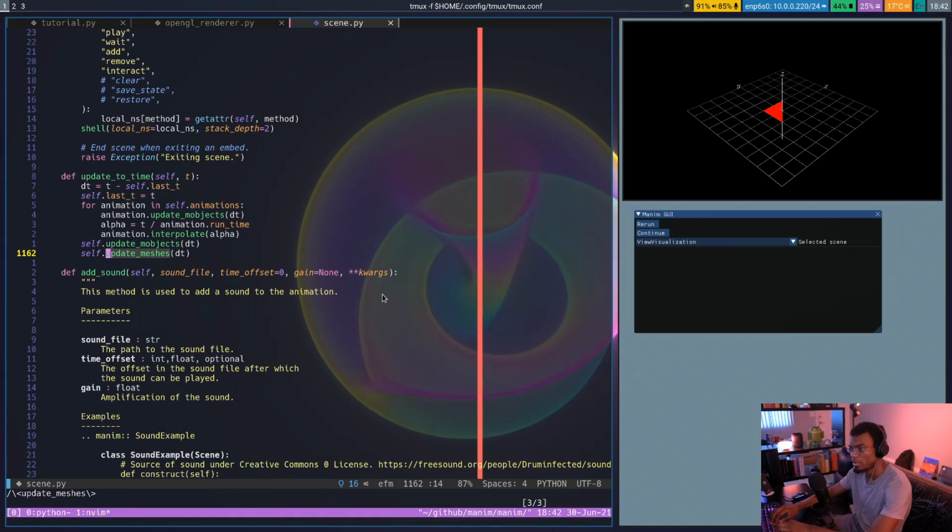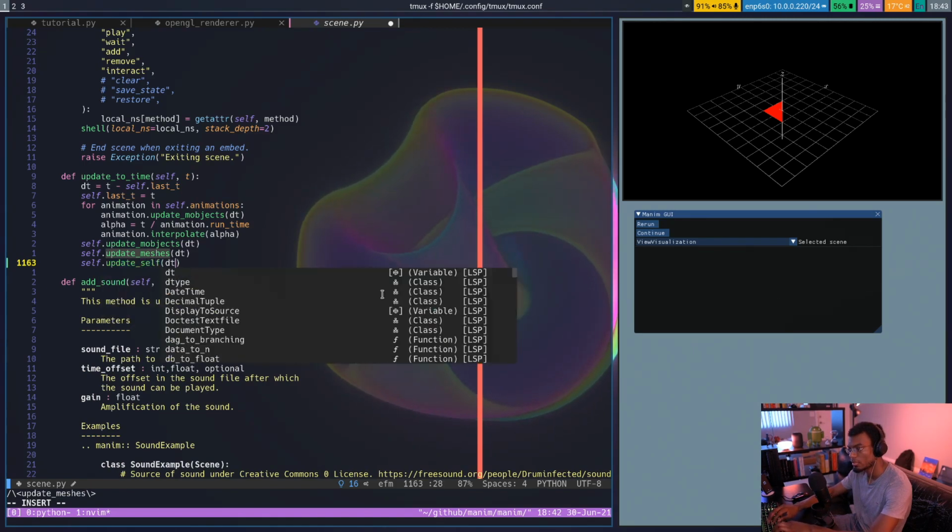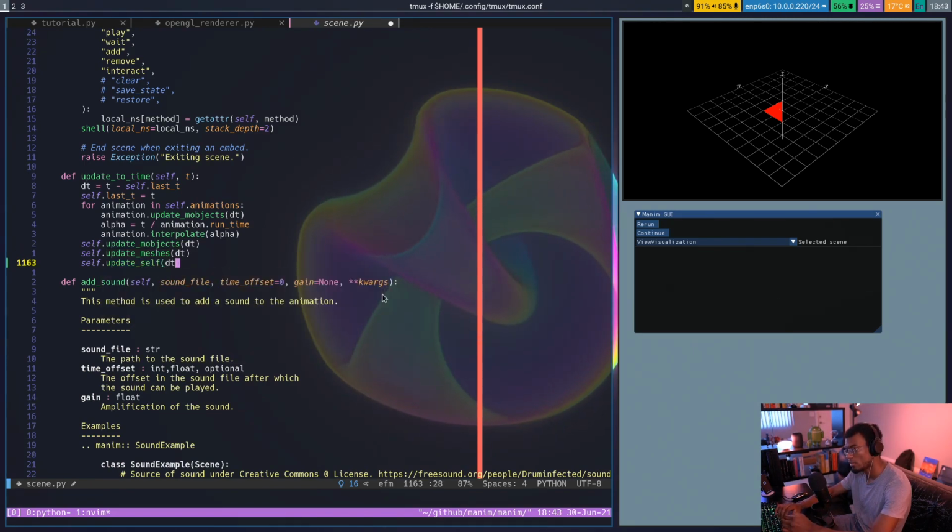What I should maybe do is have something like self.like-update, and then have a list of updaters that are added to the scene. But I don't think that'd be super hard to do even.